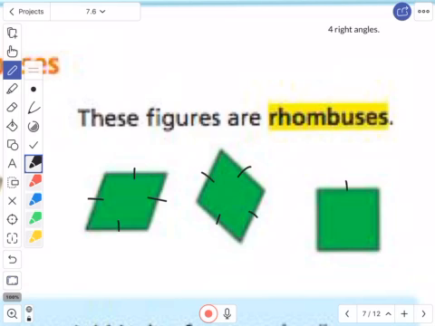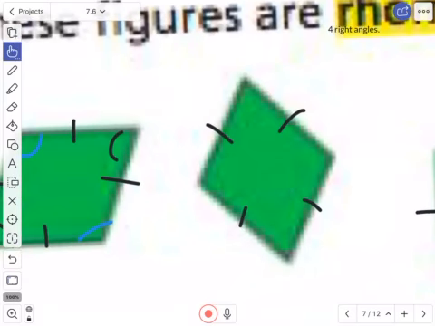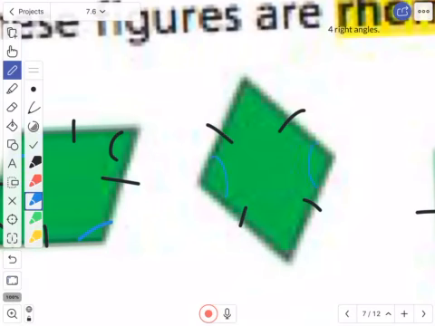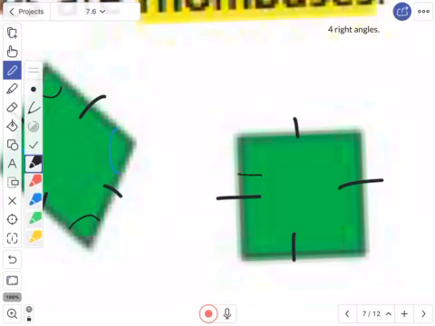Now it's kind of cool because you can also call a square a rhombus because it has 4 equal sides. And another cool thing too, the opposite angles are the same. So I'm kind of changing the colors here. When I look at this one, this angle and this angle are exactly the same if you had a protractor to measure it. And this angle and that angle are the same. Same here. That angle and that angle are the same. And this angle and this angle are equal. And same thing with this. They're both right angles.